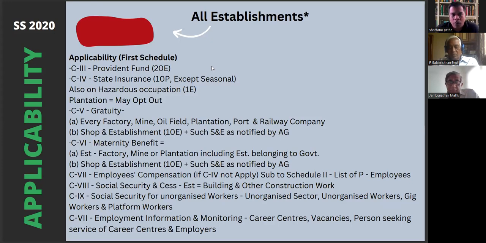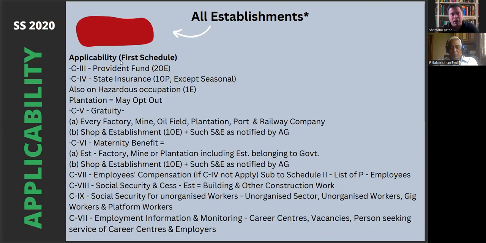Now, as far as applicability of the SS code, that is the Social Security Code, it is a bit complicated, meaning there are different chapters, and we have to see the applicability of each chapter. To whom it will be applicable, on whom it will apply, is given under the first schedule of this code. As we go through the first schedule, it says that chapter 3, that is provident fund provisions, will be applicable where 20 or more employees are working, not below that.